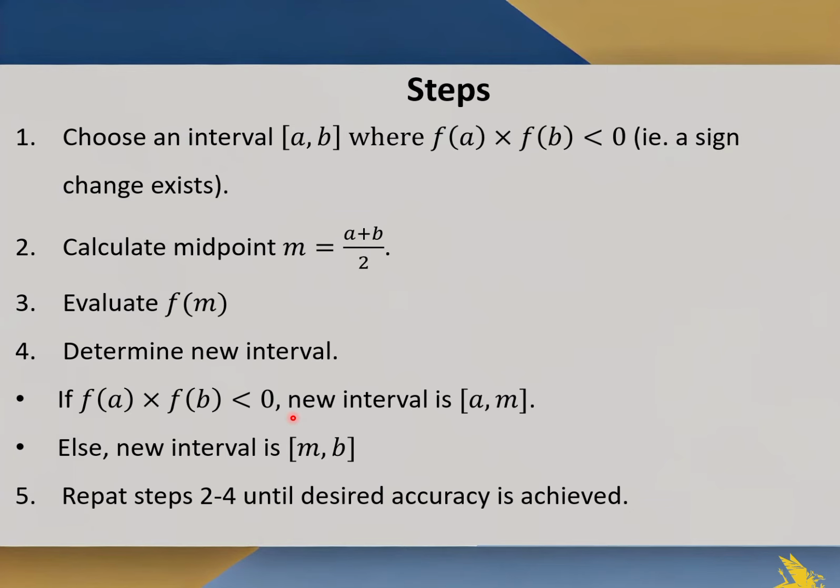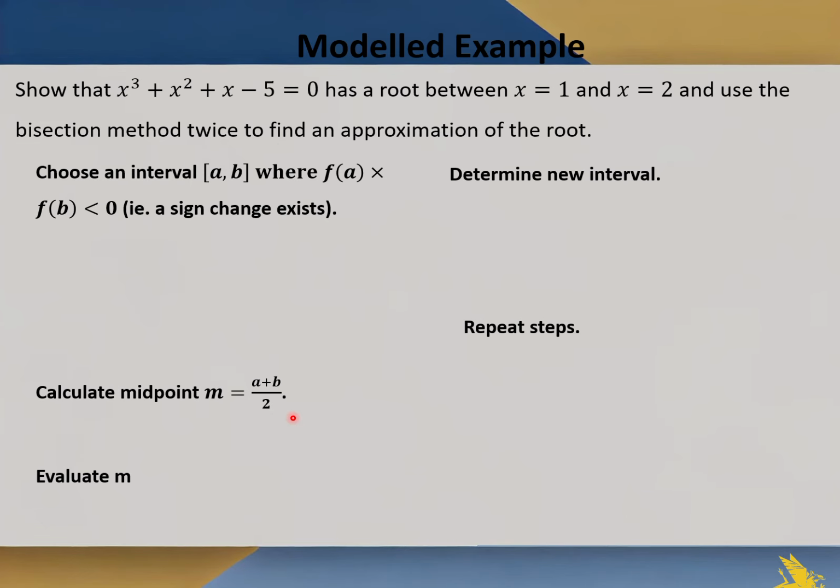So let's have a look at this. We have x to the power of 3 plus x squared plus x, take away 5 is equal to 0. It has a root between x equals 1 and x equals 2. And we're going to use the bisection method twice to find an approximation of the root.